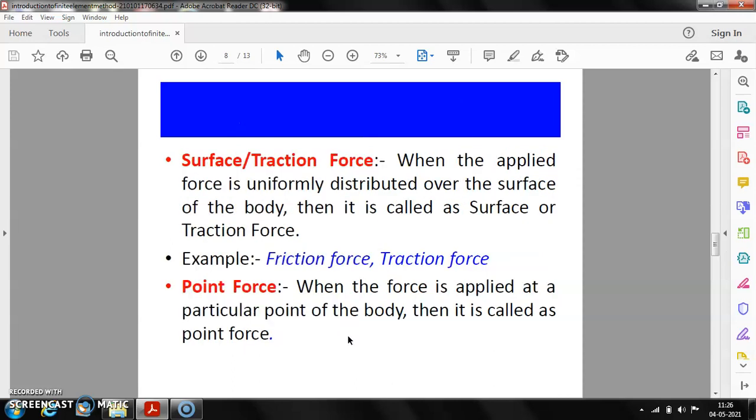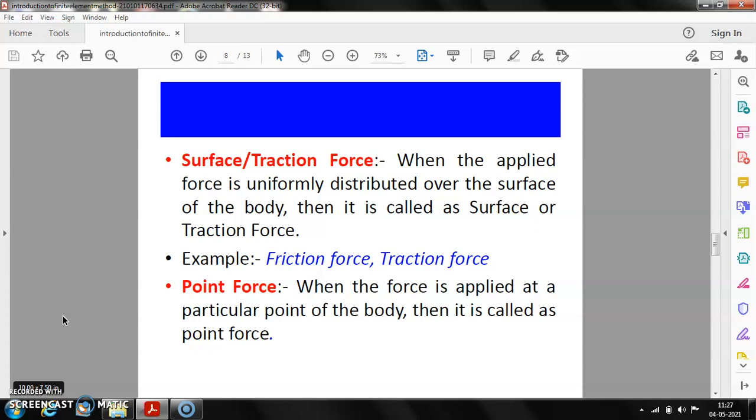Next, we will have a surface force, or it is also called traction force. Here, when the applied force is uniformly distributed over the surface of the body, then it is called surface or traction force. And here the examples are friction force and traction force. As you know, friction force is the one which is acting over the surface of the body, two bodies you have discussed. So this is considered as the surface force because the applied force is uniformly distributed over the surface of the body.